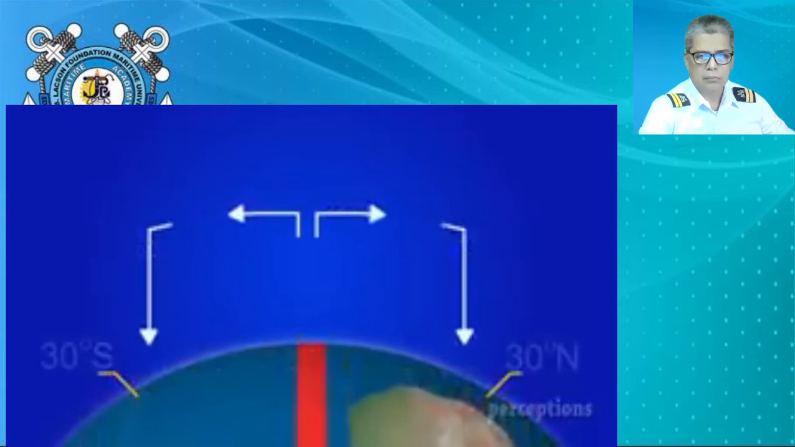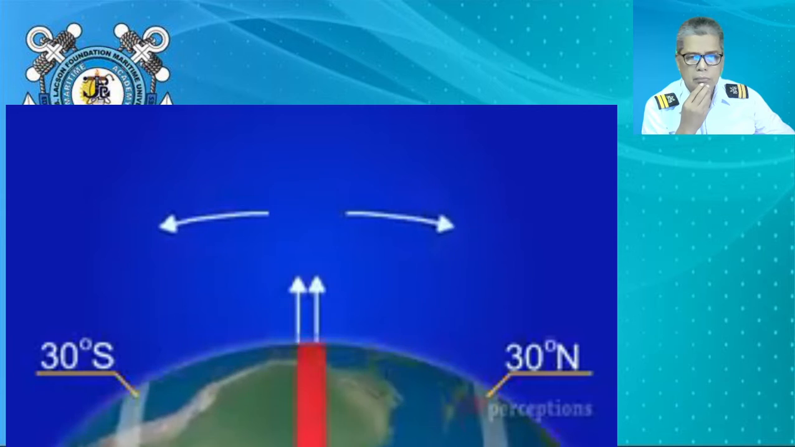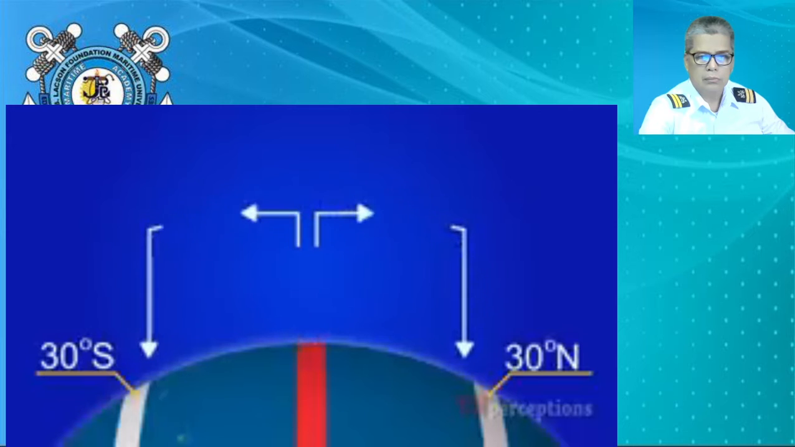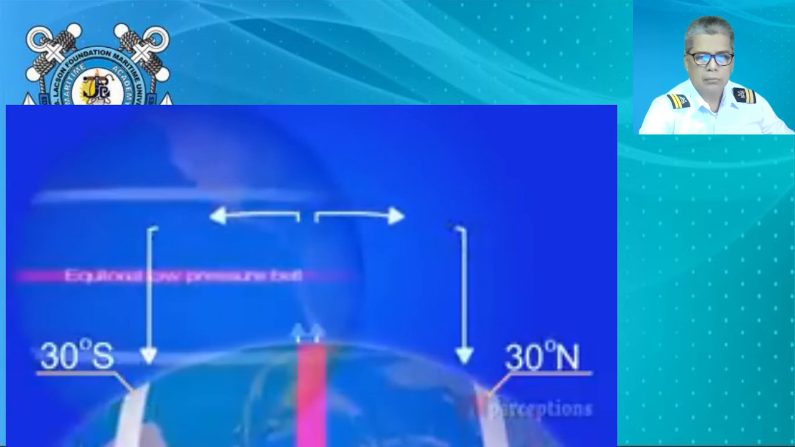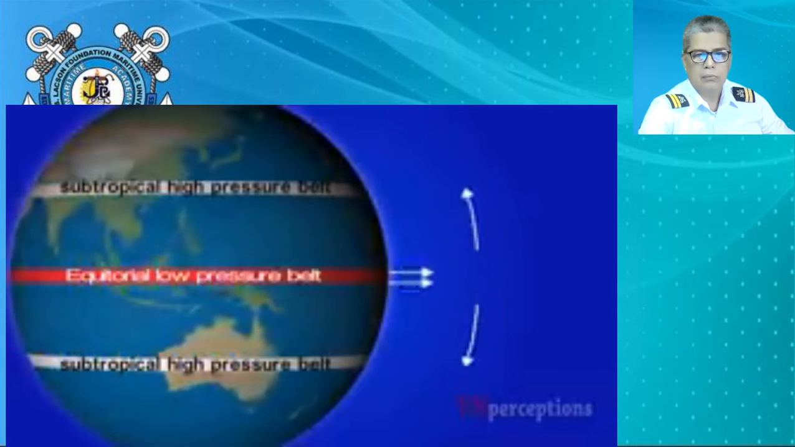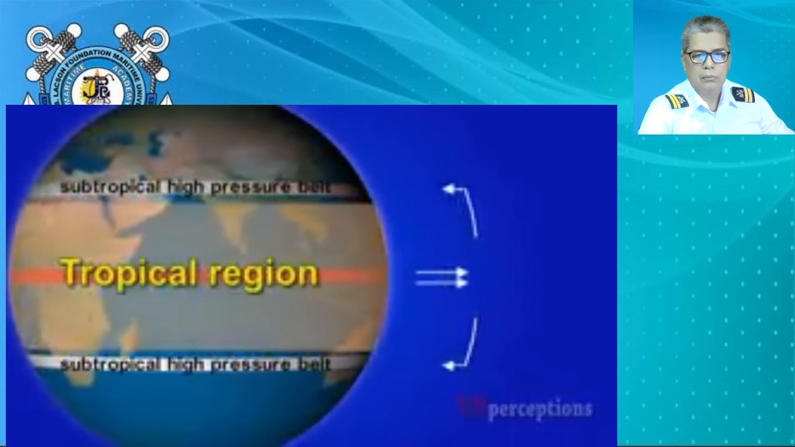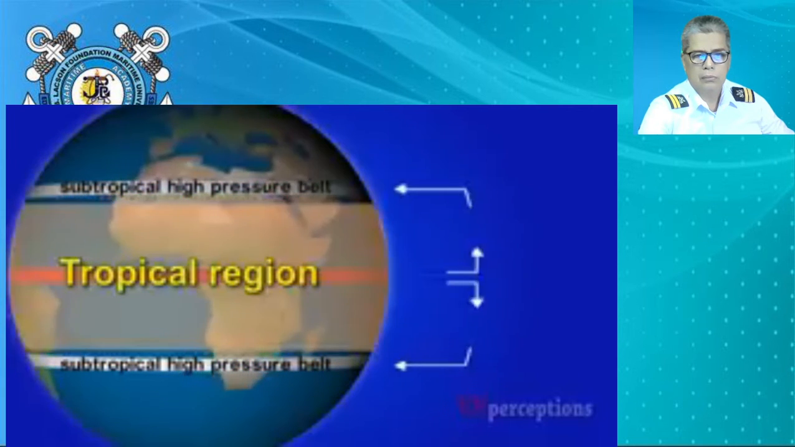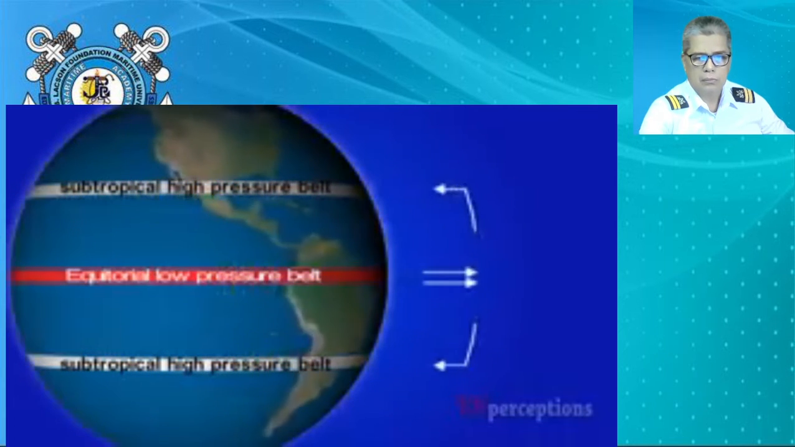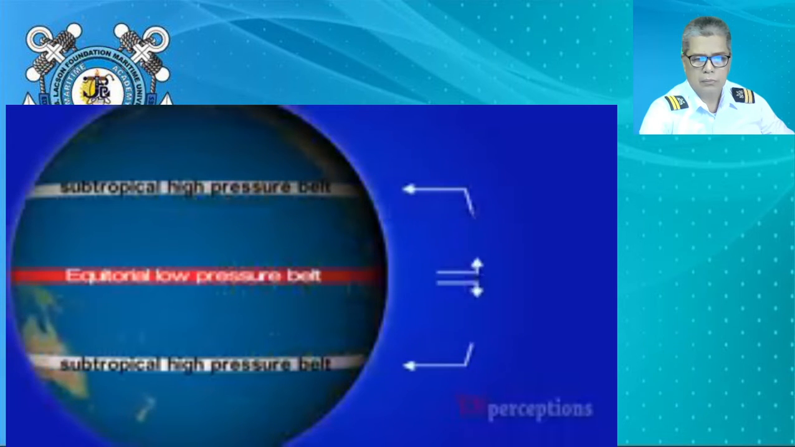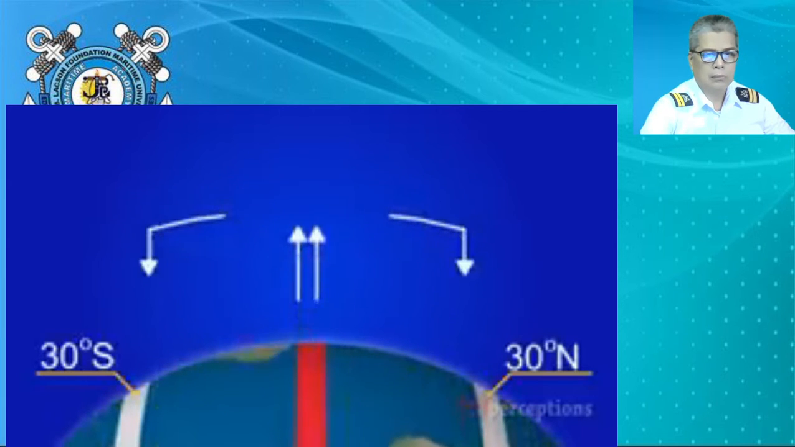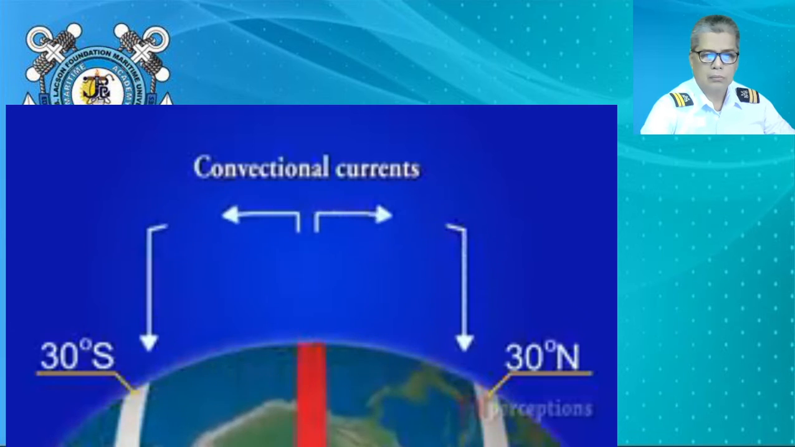So, at around 30 degrees north and south, we have sinking air. This sinking air is cool air, so it forms high pressure systems. These regions are called subtropical high pressure belts because these regions lie outside the tropical region and at the same time adjoin the tropical region. The sinking air now moves towards north and south. So, along the equator, the warm air rises, spreads out, cools and sinks down. In this way, it develops convectional currents.